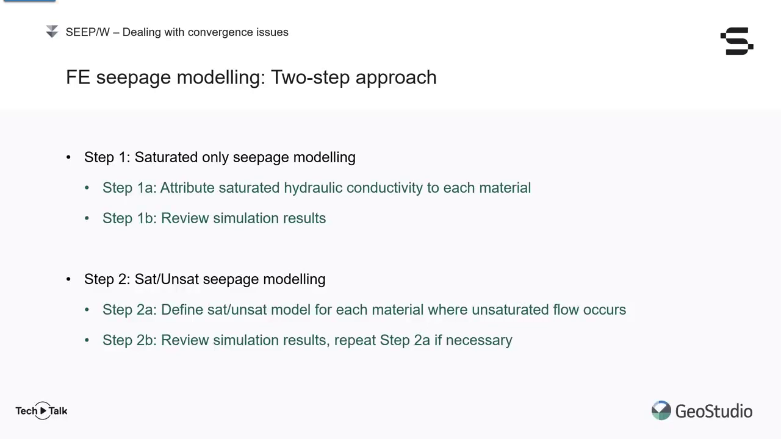The two sub-steps for these are to define saturated-unsaturated material models where unsaturated flow occurs based on the observations from step 1, and secondly, to review the simulation results with these new material models and repeat step 2a if necessary. Accounting for unsaturated flow might greatly affect the simulation results, and so materials that were previously expected to remain fully saturated could now show unsaturated flow, and must thus also be modified to account for this.